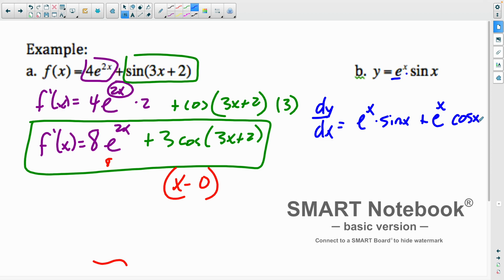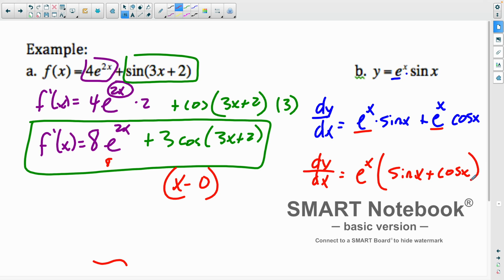Now, I've got a mixture of functions here that sometimes makes it difficult to use. And so what I can look at on this one is I do have a common factor of e to the x. So I could factor that out and say e to the x, and then I'd have sine of x plus cosine of x. The thing that might be helpful about that is I've kind of split my functions. I've got trig functions in the parentheses, and I've got that exponential function on the outside. So I can kind of separate them and work them differently if I need to.